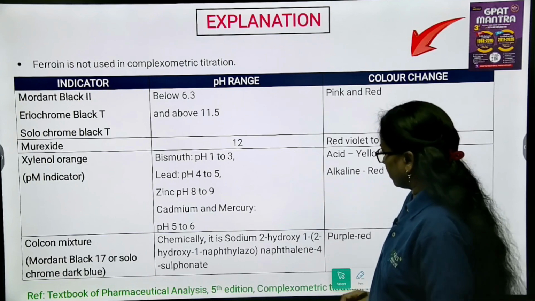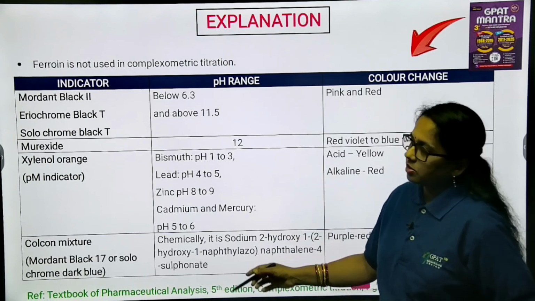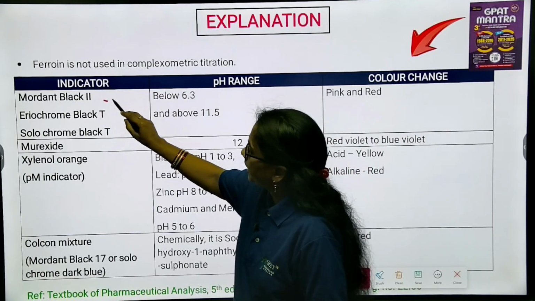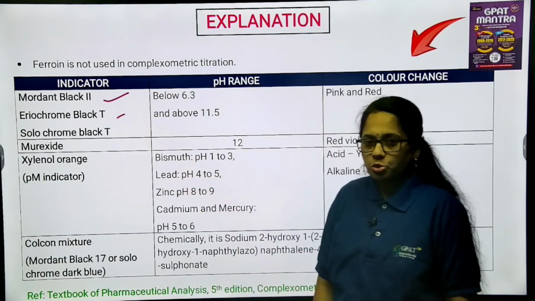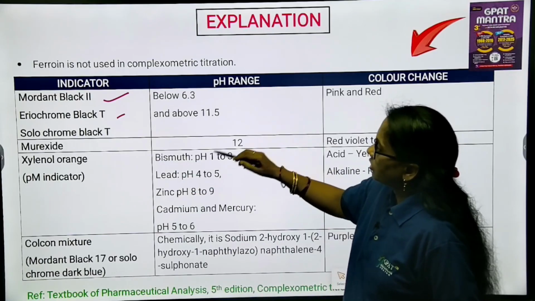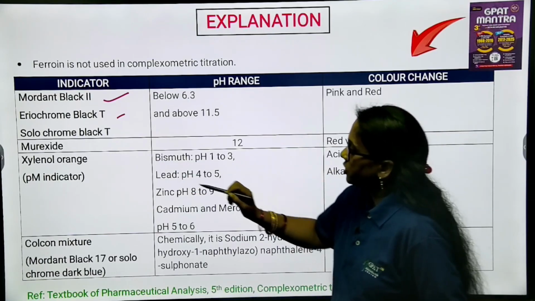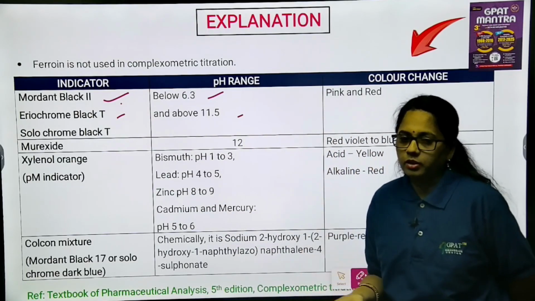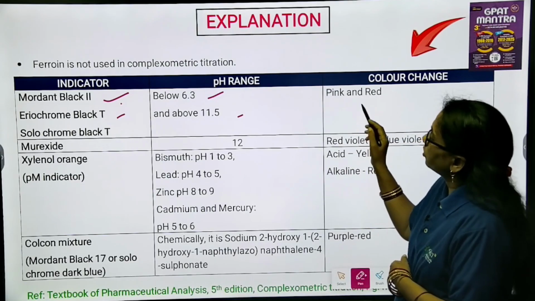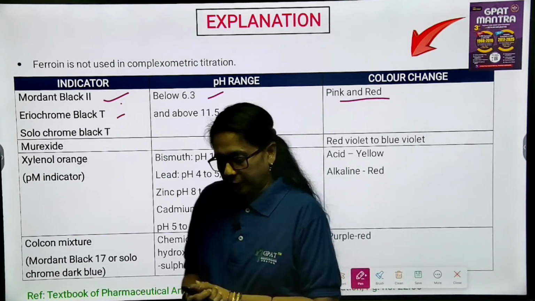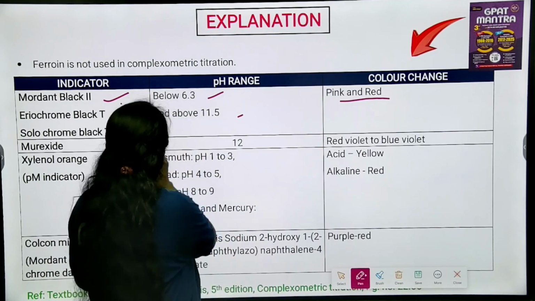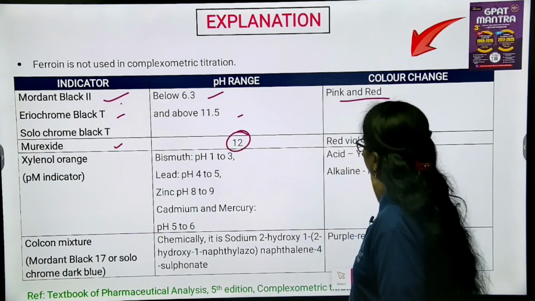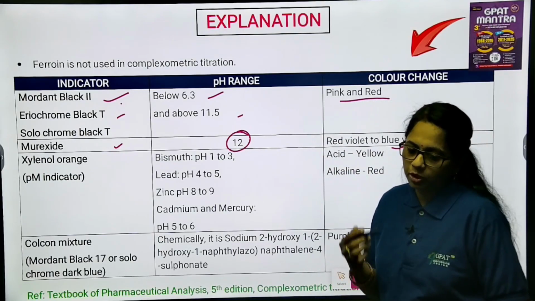Ferroin is not at all used. Only complexometric indicators like Mordant Black 2, Eriochrome Black T, and Solochrome Black T are used in complexometric titrations. Especially Mordant Black 2 is used below pH 6.3, and Eriochrome Black T is used on the highly basic side, and you are going to see a red color at the end point. Whenever we use murexide, especially for calcium estimations, we use it at high basic pH, and you are going to see a change from reddish violet to blue violet.